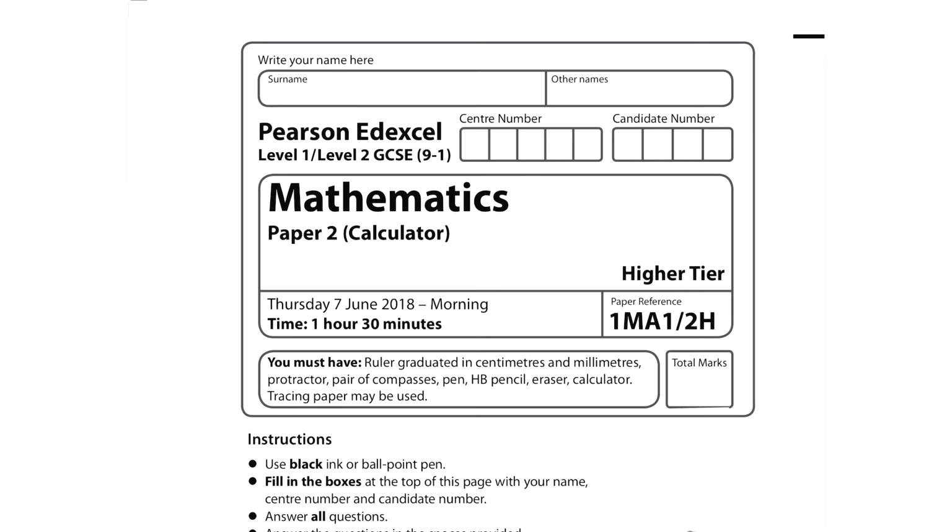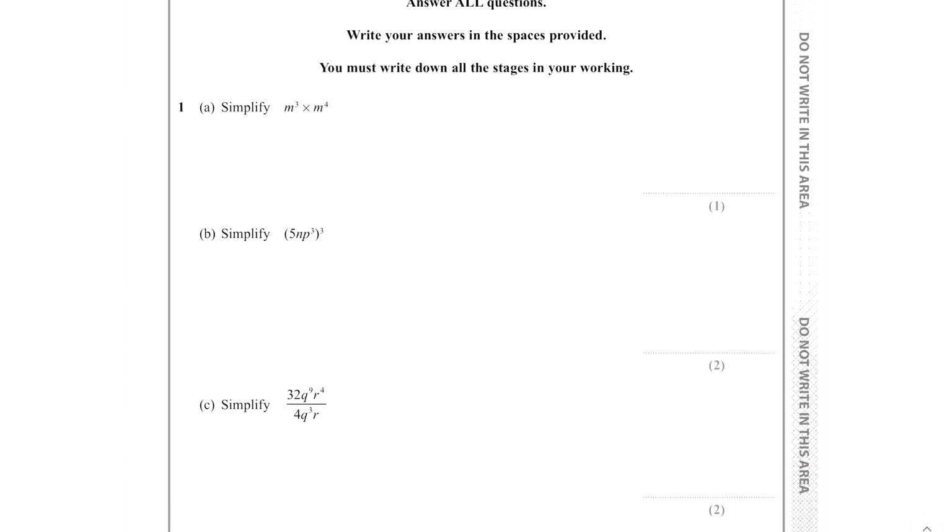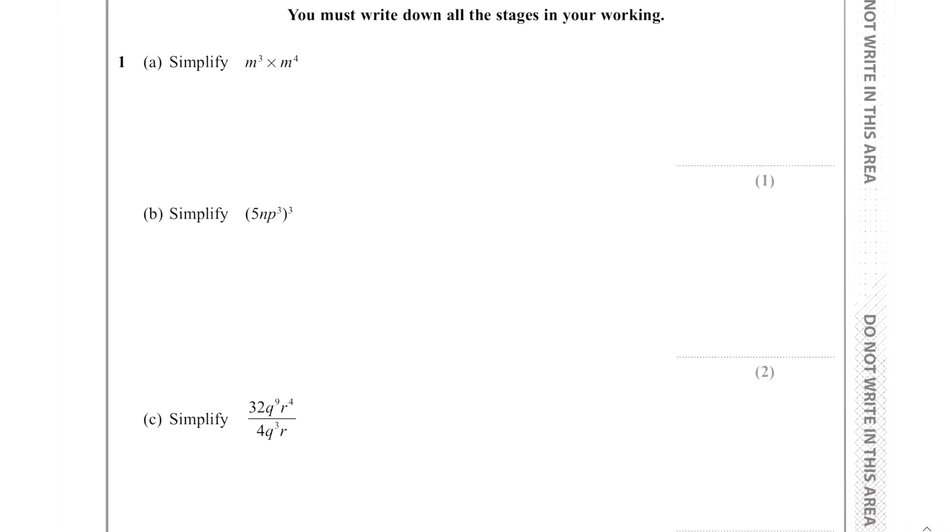So, this is going to be a walkthrough of the June 2018 paper 2 calculator. Let's make a start. So question 1, we have some indices. Whenever you multiply indices, you just add them together. So this will become m to the power of 7, so that's 4 plus 3.